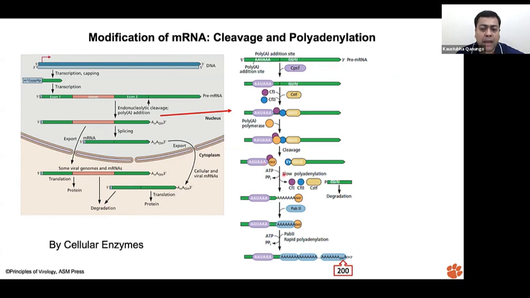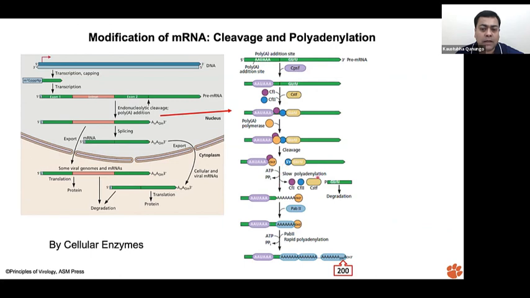And with the help of ATP, there is a slow polyadenylation that actually happens. And you can see right here, the poly-A polymerase remains, but all the other factors, CF1, CF2, CSF, are all dissociating. What we mean by that is their function was all for the cleavage.